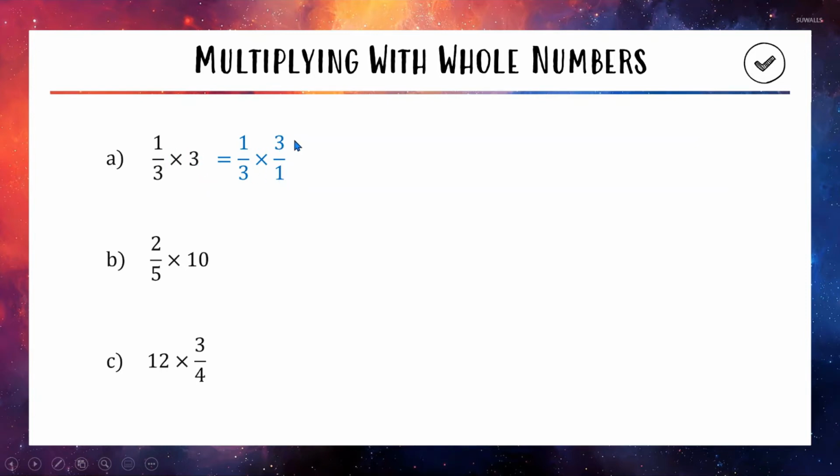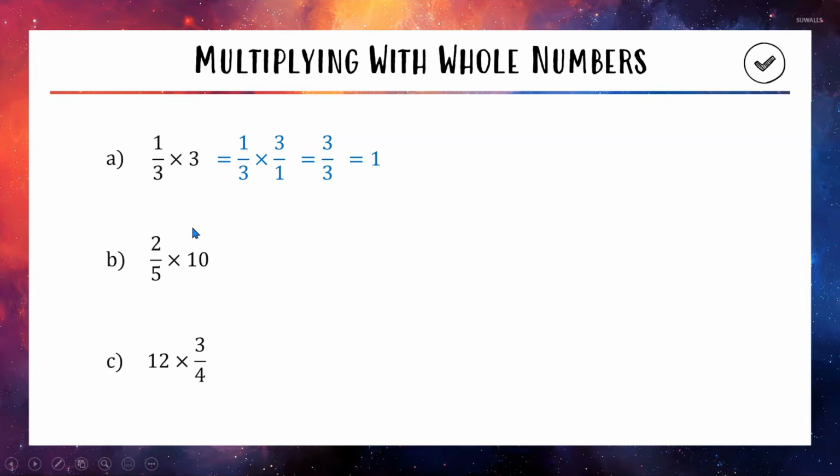Now that we've written that as a fraction, it makes it easier to know what to multiply where. So we're going to do 1 times 3 on the top, which gets us 3. And on the bottom, we're going to do 3 times 1, which is also 3. We can simplify our answer because 3 out of 3 is 1 whole. So there is our answer. Another way we could have done this is that 1/3 multiplied by 3 is like saying, what is a third of 3? And the answer is 1.